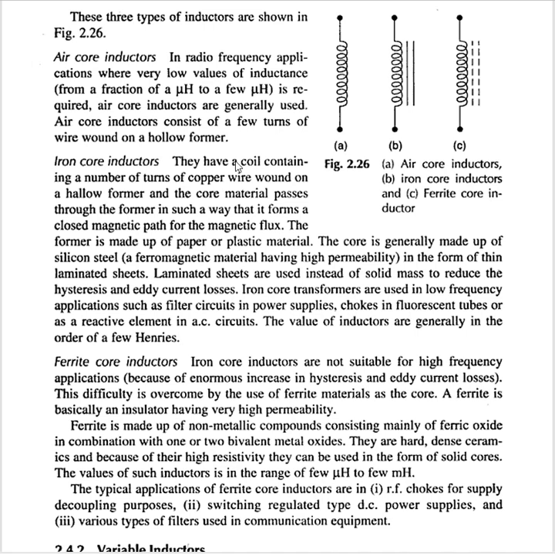Iron core inductor: they have a coil containing a number of turns of copper wire wound on a hollow former, and the core material passes through the former in such a way that it forms a closed magnetic path for the magnetic flux. The former is made up of paper or plastic material. The core is generally made up of silicon steel in the form of thin laminated sheets. Laminated sheets are used instead of solid mass to reduce the hysteresis and eddy current losses.